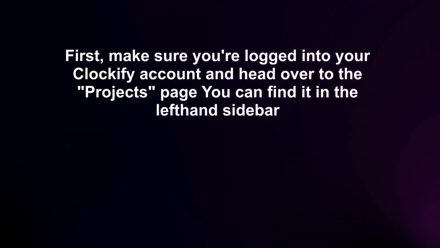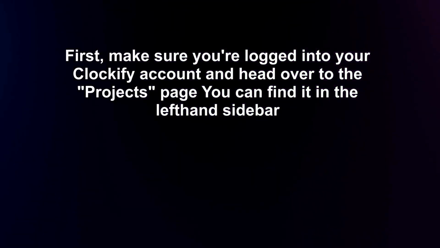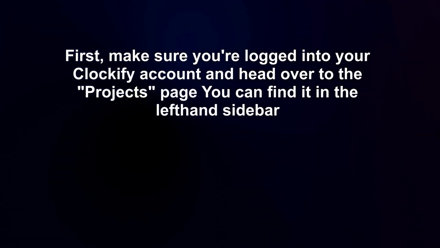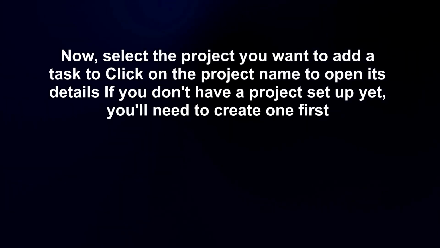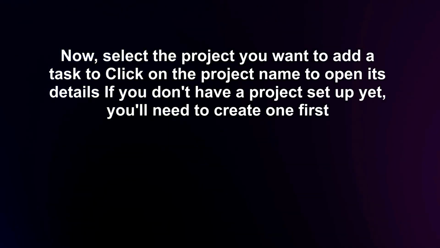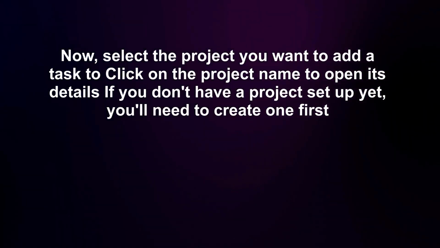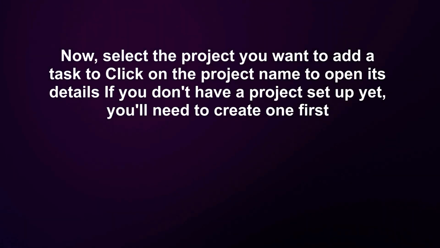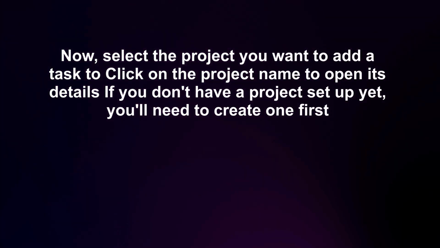First, make sure you're logged into your Clockify account and head over to the projects page. You can find it in the left-hand sidebar. Now, select the project you want to add a task to. Click on the project name to open its details. If you don't have a project set up yet, you'll need to create one first.